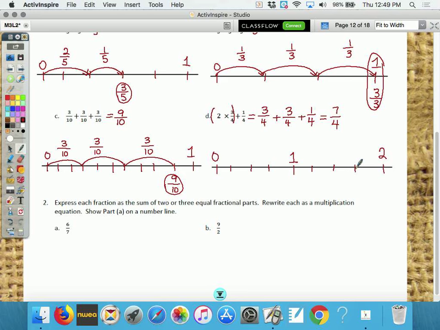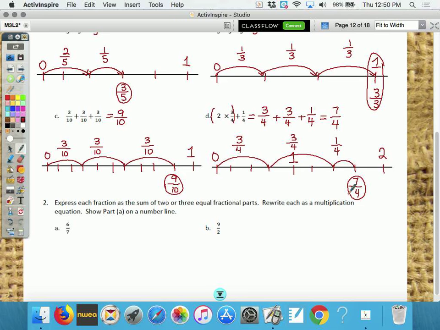Okay, so I'm going to go ahead and do 3/4 plus 3/4 plus 1/4. Okay? So watch me. 1, 2, 3. 1, 2, 3. And then 1. Don't you have to put a fraction? I do. My answer is 7/4.